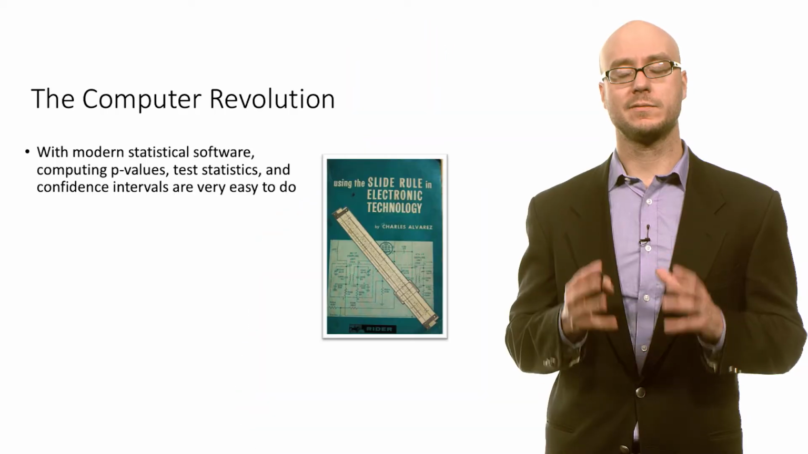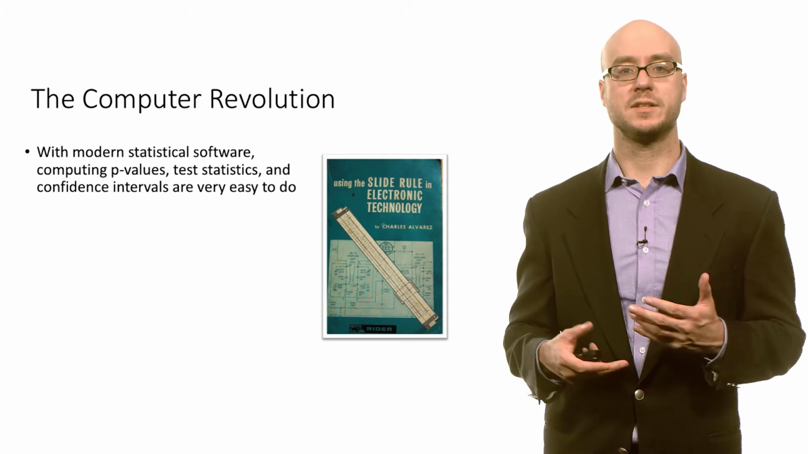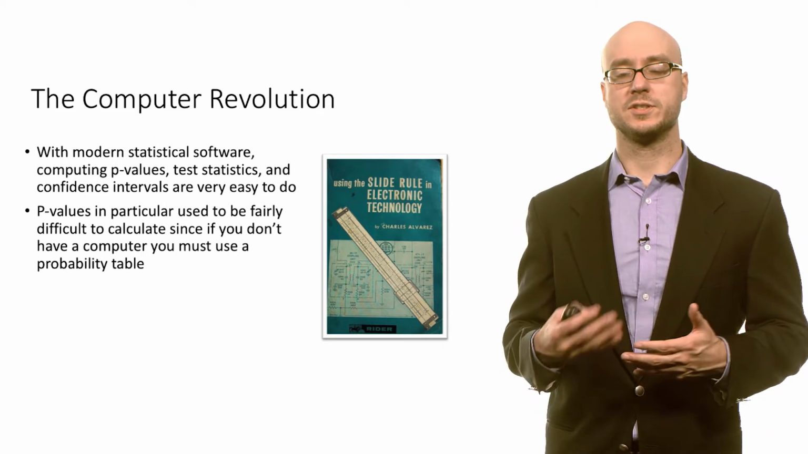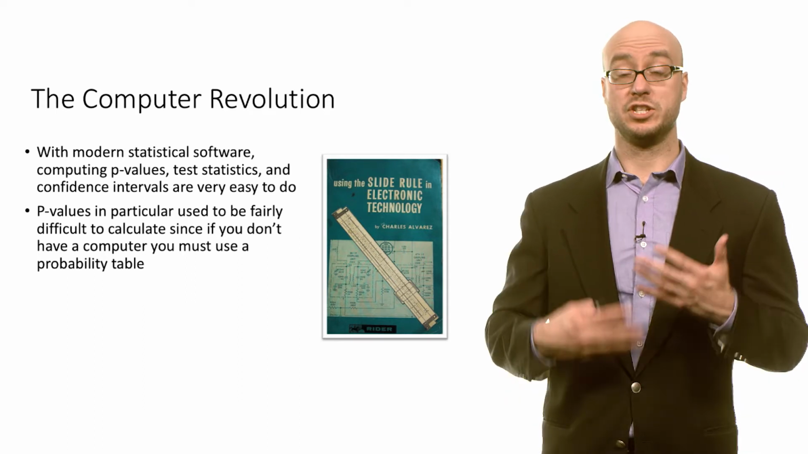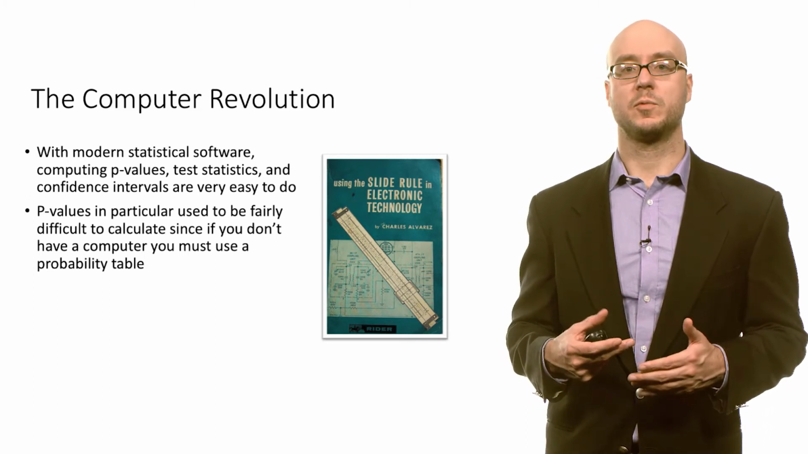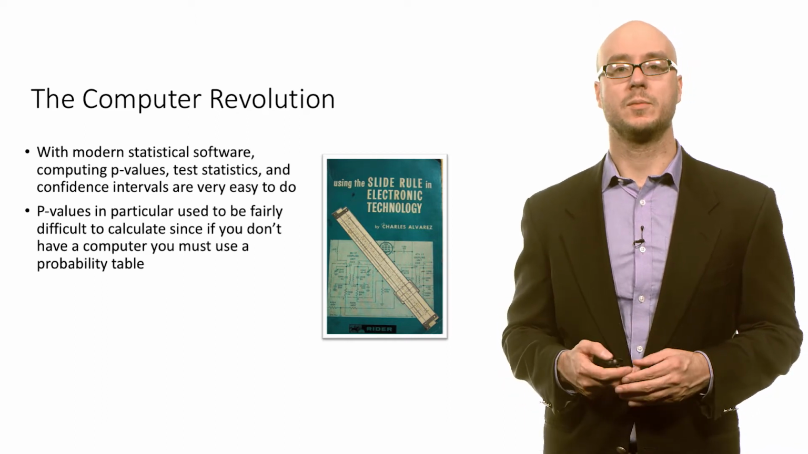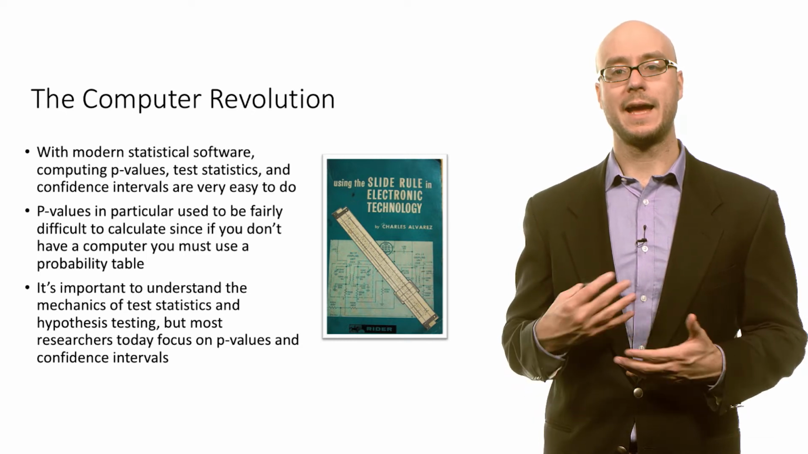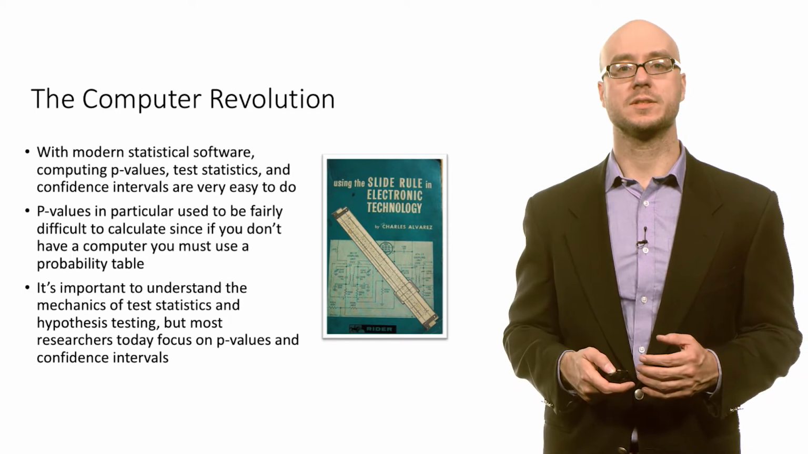So there's been a computer revolution. With modern statistical software, computing p-values, test statistics, and confidence intervals are very easy to do. Historically, researchers and statisticians have focused a little bit more on the standard normal distribution, but with modern software, using the t-distribution is pretty easy to do. We're going to use statistical software to calculate t-values and probability values using the t-distribution rather than probability tables. The key point, though, is that it's important to understand the mechanics of hypothesis testing and test statistics. But most researchers today focus on p-values and confidence intervals.